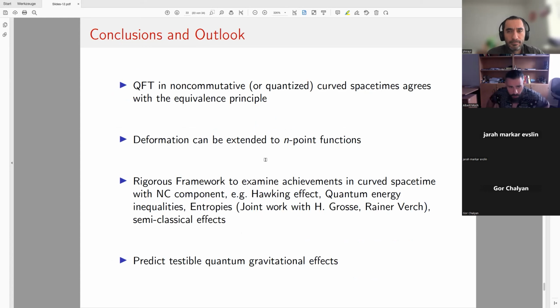Let me come to my conclusions and outlook. QFT on non-commutative or quantized curved spacetimes agrees with the equivalence principle. This was important for me to prove, that the micro-local spectrum condition is fulfilled. So this is a step 0, so to speak. This deformation can be extended to n-point functions. And now we have a rigorous framework to examine other achievements in curved QFT and curved spacetimes, like the Hawking effect, quantum energy inequalities, entropies, the semi-classical Einstein equations, and hopefully predict testable quantum gravitational effects.